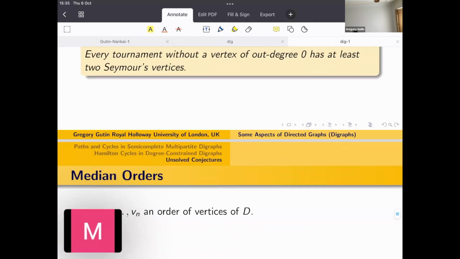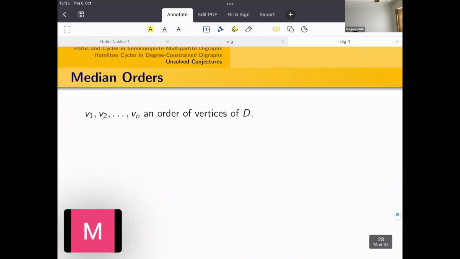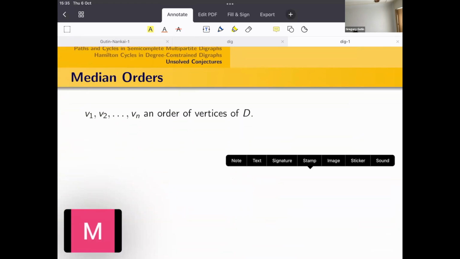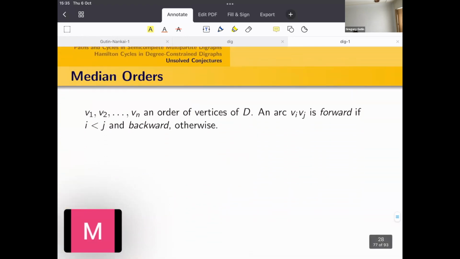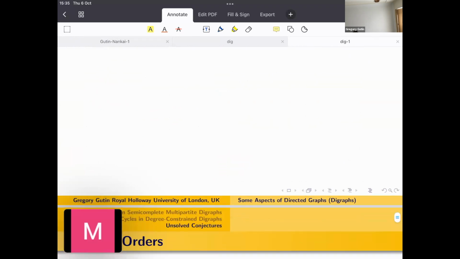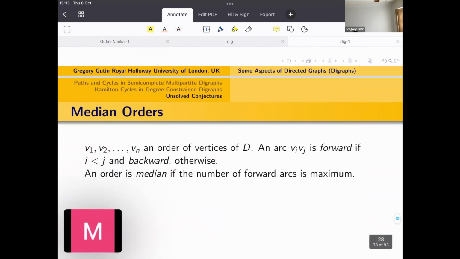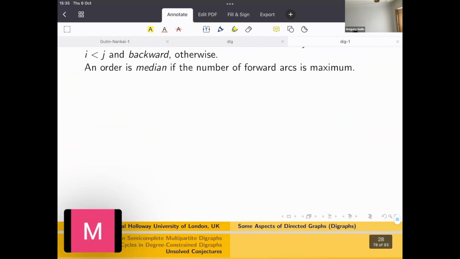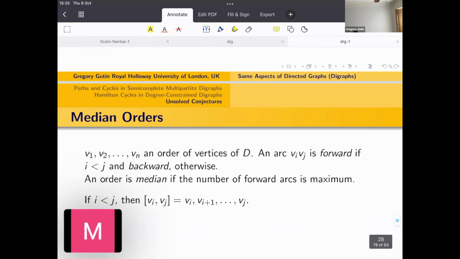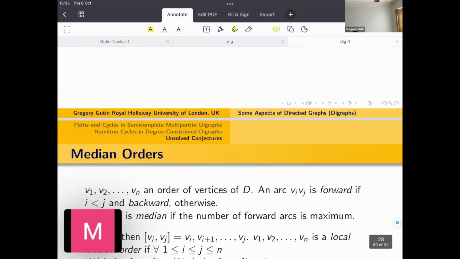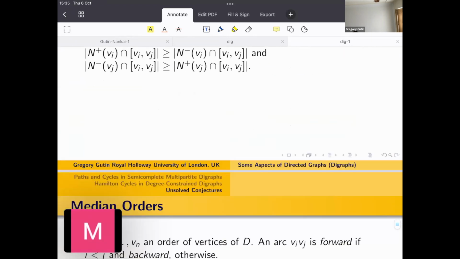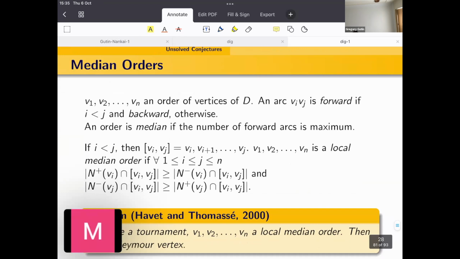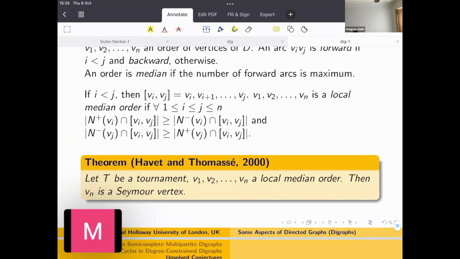but not just median orders, local median orders. A median order is an order of vertices such that the number of forward arcs is the maximum possible. And then they also introduced the local median orders, and they basically proved that the last vertex in this order is a Seymour vertex. So that's all they proved.